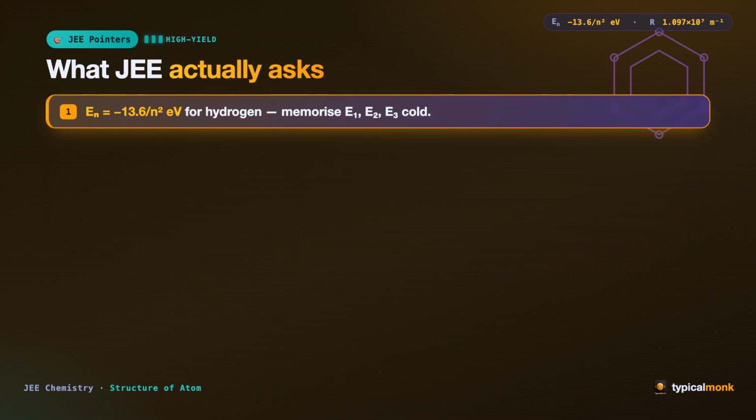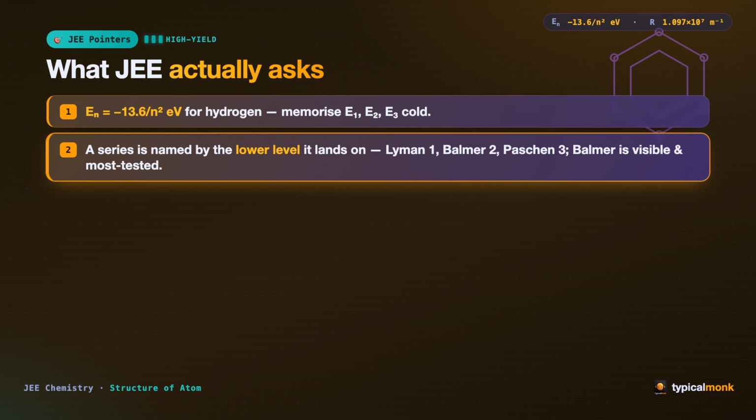Now sit up straight. These 5 lines are what JEE actually asks, year after year. 1. The energy of a hydrogen level is minus 13.6 over n squared in electron volts. Memorize the first 3 values: minus 13.6, minus 3.4, minus 1.5. 2. A spectral series is named by the level the electron lands on, Lyman on 1, Balmer on 2, Paschen on 3, and Balmer is the visible, most tested line.